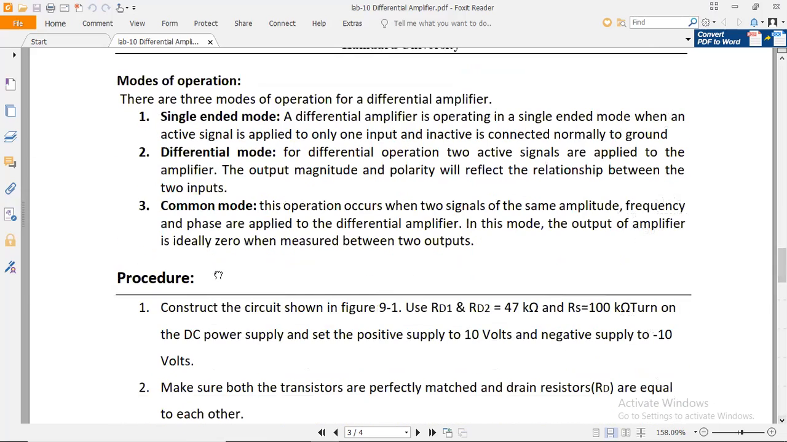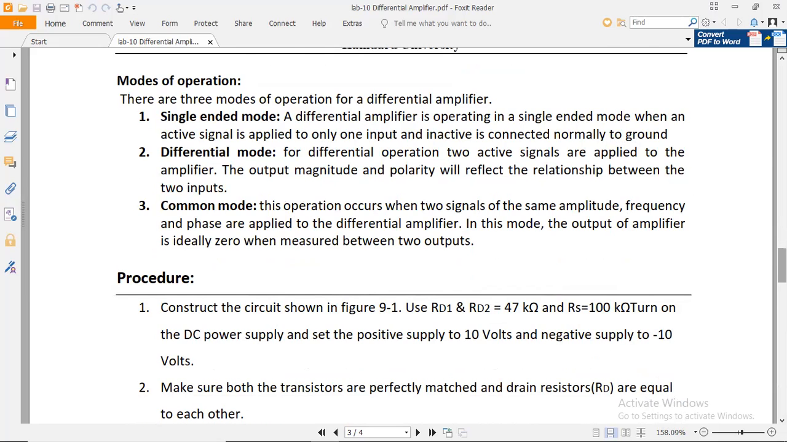Okay. Now the modes of operation in which the differential amplifier can work. There are three modes of operation for a differential amplifier. The first is single-ended mode. What is the meaning of single-ended mode? A differential amplifier is operating in single-ended mode when an active signal is applied to only one input and the other input is inactive, normally connected to ground. That means the other supply is ground.